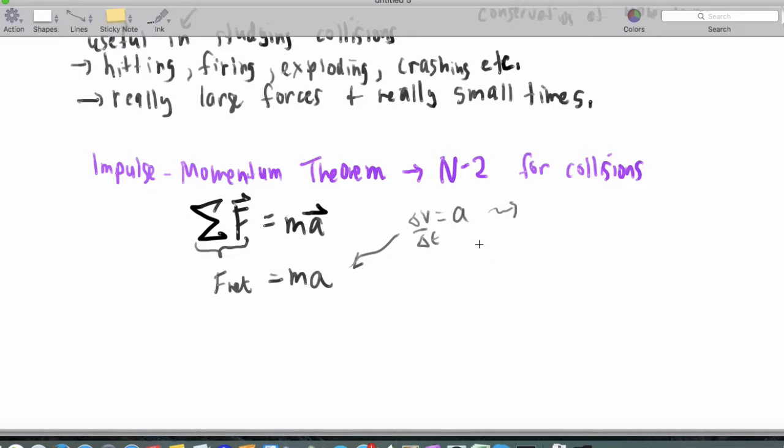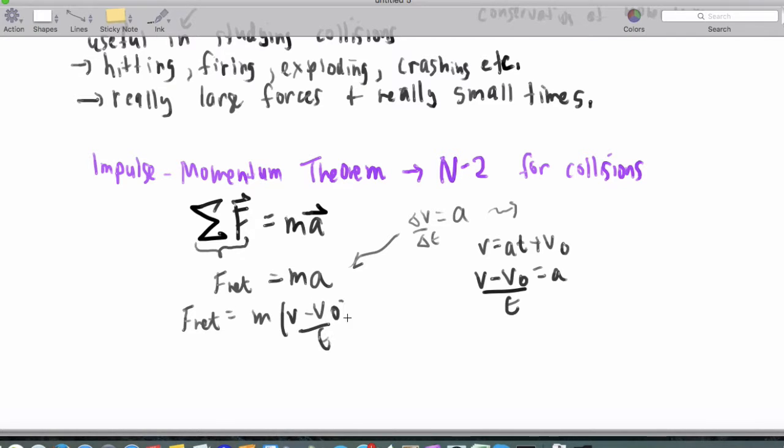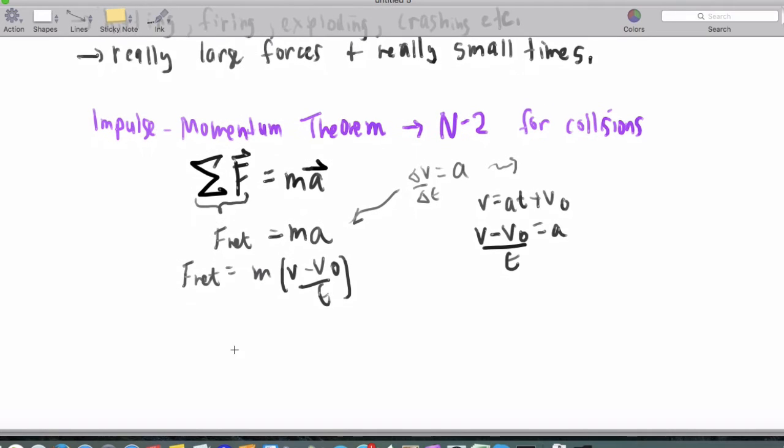We can say that since v is a t plus v naught, we have v minus v naught over t equals a. And we're going to do a little substitution here. So we have that the net force equals m times v minus v naught over t. So we end up getting F net times the time for which the force acts equals mv minus mv naught.